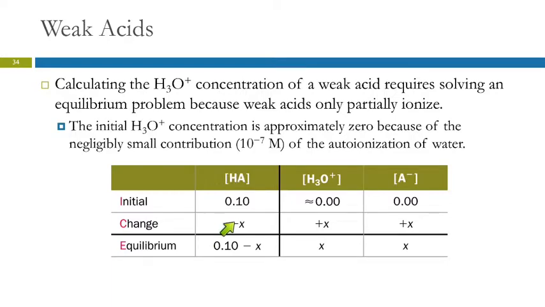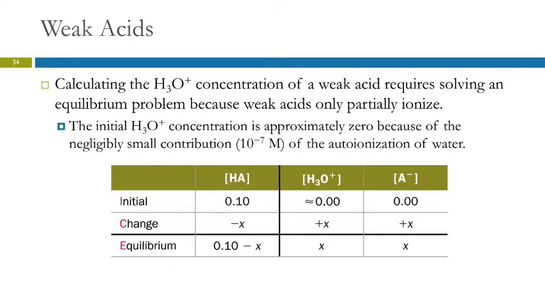So then we use X to indicate how things are changing. This is going to decrease by X, this is going to increase, and this is going to increase. And then we add the rows, and so we have 0.1 minus X is the equilibrium concentration for the acid. X is the hydronium ion concentration, and X is also that counter ion concentration. And then you use your equilibrium constant, your Ka, and you solve it.